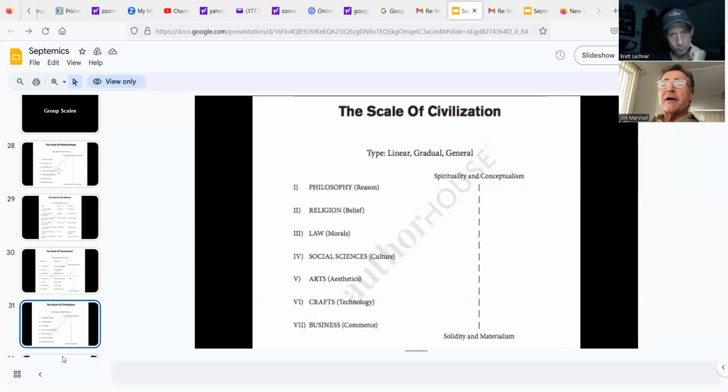So now let's see how this develops. A civilization begins with philosophy. Before philosophy exists in a certain area, you cannot have civilization. You have barbarism. For example, what we call the Western tradition goes back 2,500 years. Actually, it's a little more than 2,500 years, to people like Socrates.